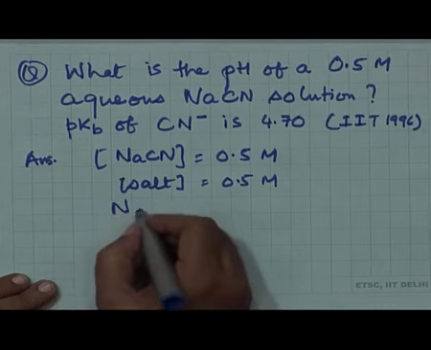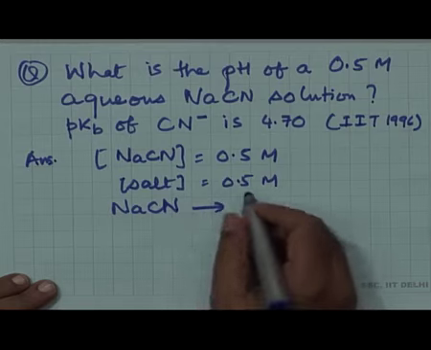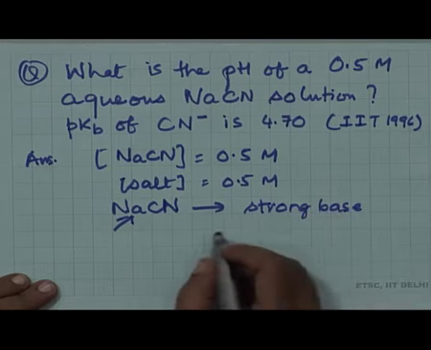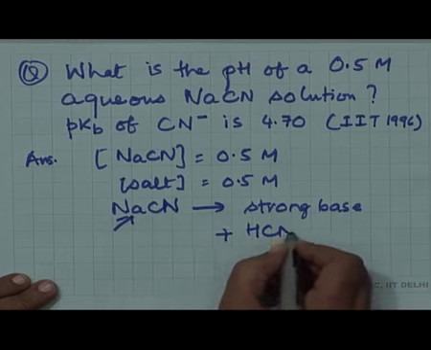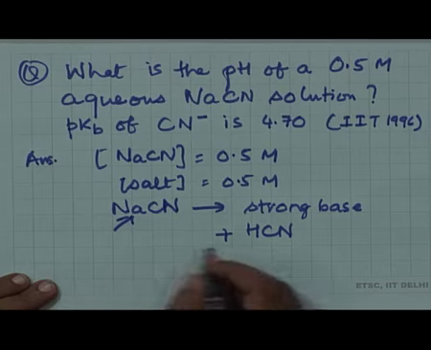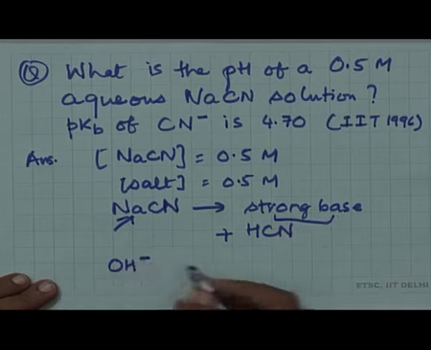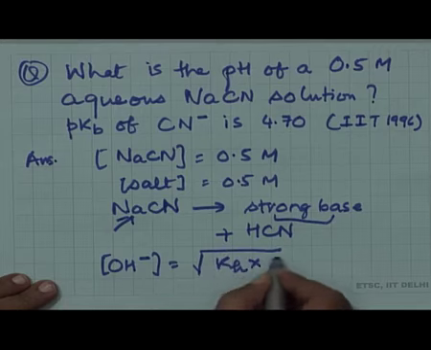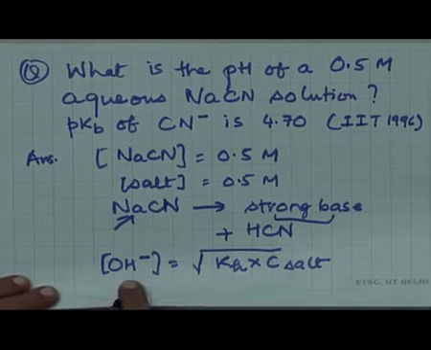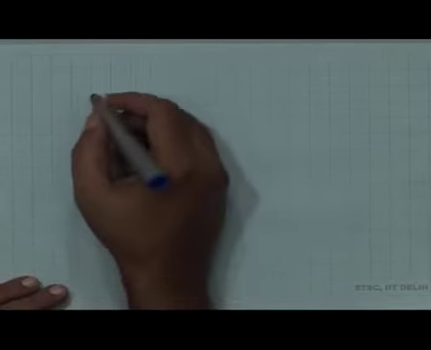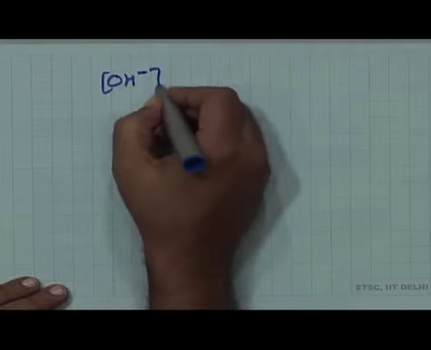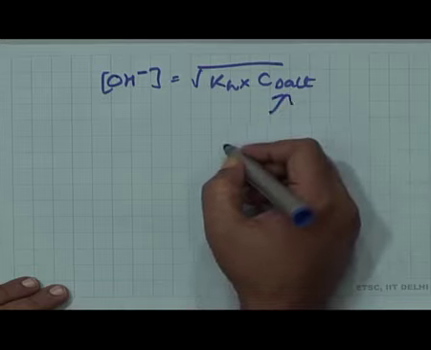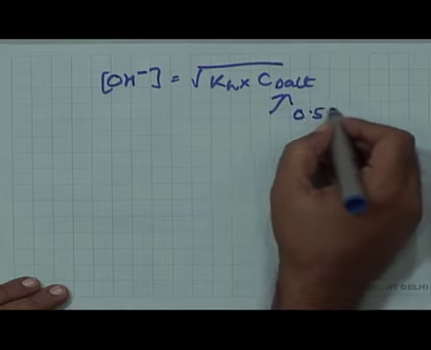Now, you see NaCN is a salt of a strong base, which is NaOH, but weak acid, which is HCN. So, in this case we can calculate OH minus ion is equal to root of KH into C salt. Now, OH minus ion is equal to root of KH into C salt. C salt is given, this is your 0.5 molar.